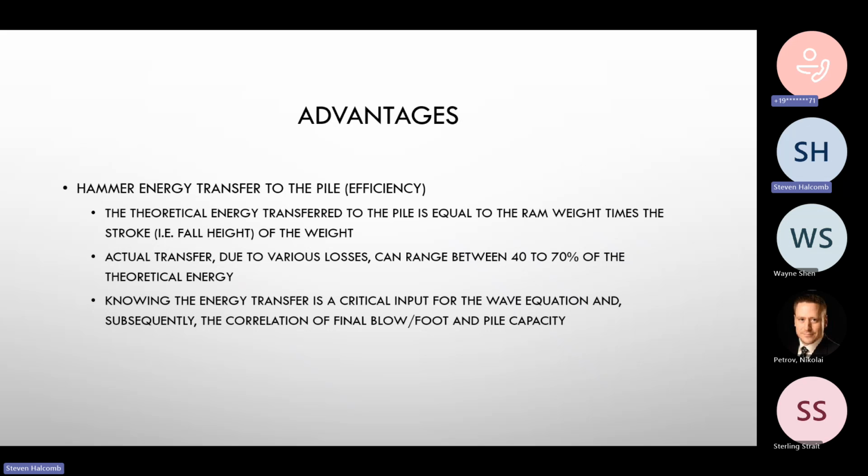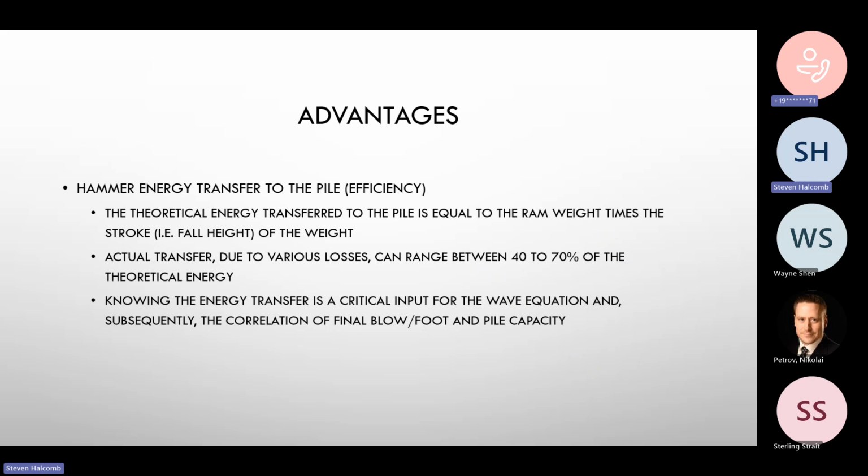In theory, it's this ram weight that we're driving. It's a weight falling a distance, and so from physics we know the energy, but through a variety of things, we lose a lot of energy. And when we look at the actual numbers that get transferred to the pile, it's usually somewhere in the range of 40 to 70% of the hammer energy. Something around 60 is really common, but you can see quite a bit of variation.